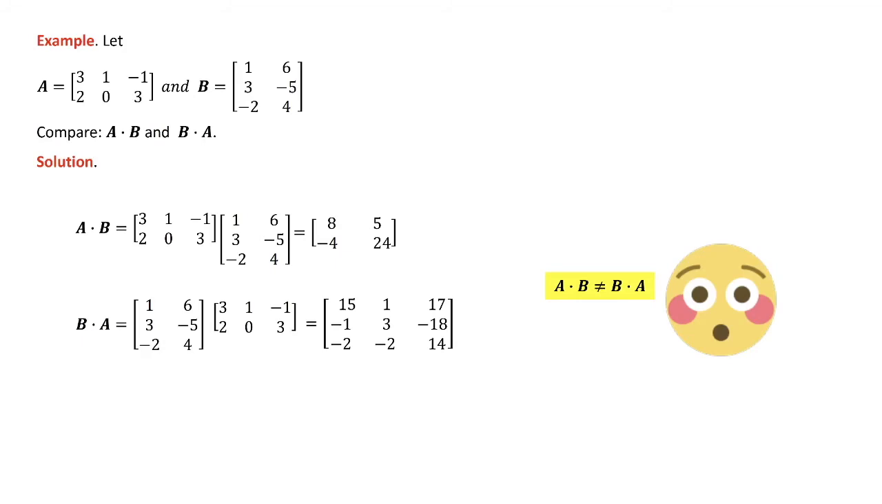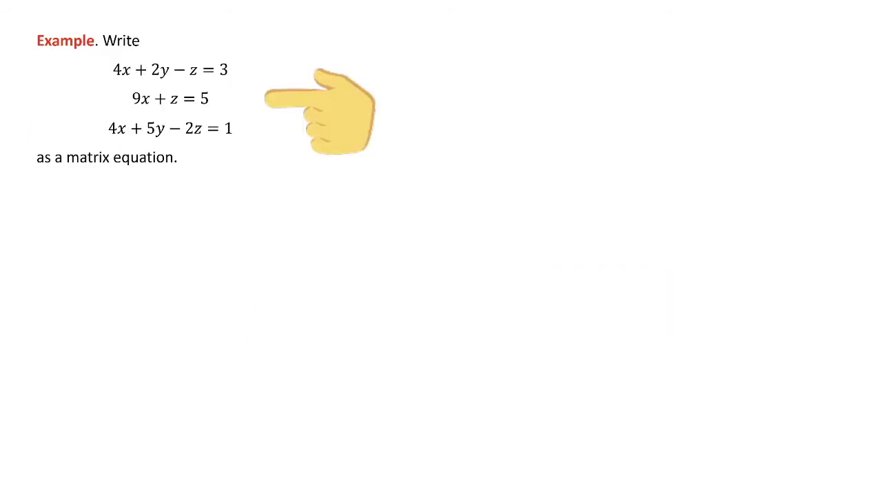Notice it matters whether you multiply A times B or B times A, right? It matters. They're completely different. So A times B and B times A clearly are not the same thing. So we're going to have to be aware of that and be careful about that. Okay, so just be aware: A times B is not the same as B times A.